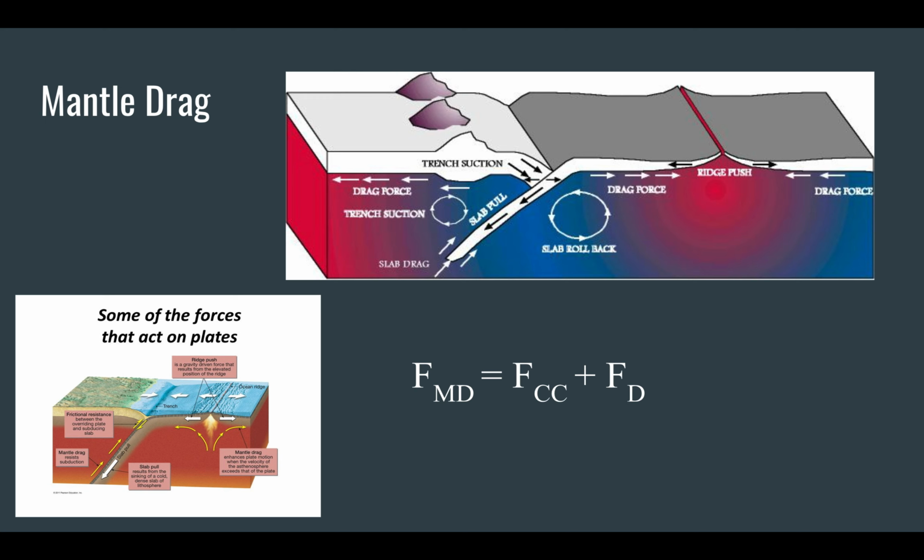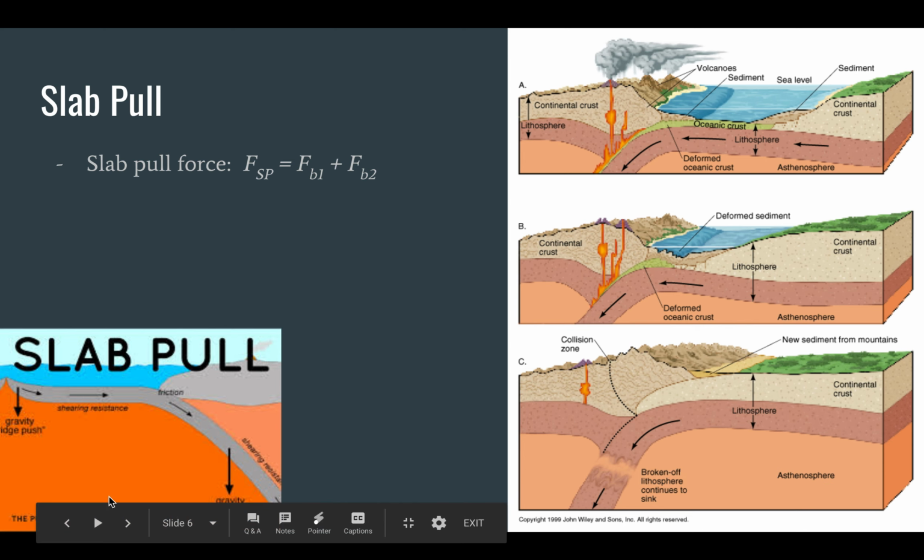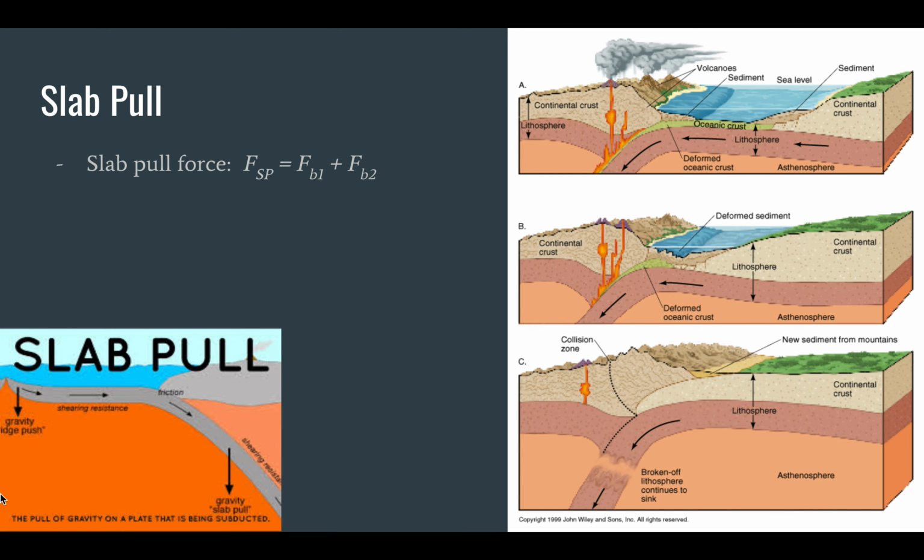The equation of force for mantle drag would be the sum of the horizontal forces created from the convection cell and the force of the drag on the bottom of the lithosphere, pulling it in the opposite direction, as found below. As opposed to ridge push and mantle drag forces, slab pull is currently thought to be the major factor or driving force of tectonic plate movement.